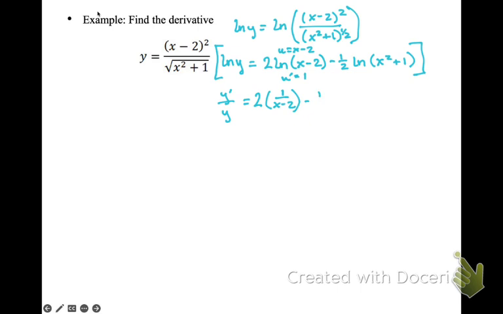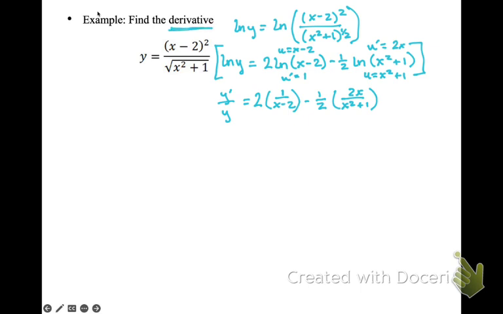Minus 1/2. U is x squared plus 1, so u prime is 2x. So I have 2x over x squared plus 1. Yes? And I'm still supposed to find the derivative.